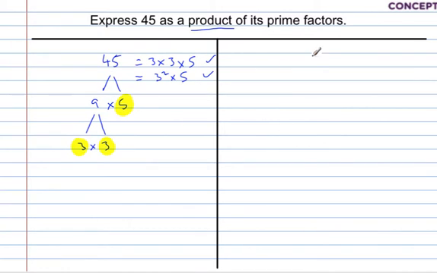Could we have done this a different way? I think we could. Let's have a go. 45, let's split it into 15 times 3. You may not have thought of those factors. 3 is prime, so we're finished there. And 15 is 5 times 3. 5 is prime, 3 is prime. And once again, we have the same numbers again, slightly different order. So 45 is equal to 5 times 3 times 3. That's it, written as a product of its prime factors.